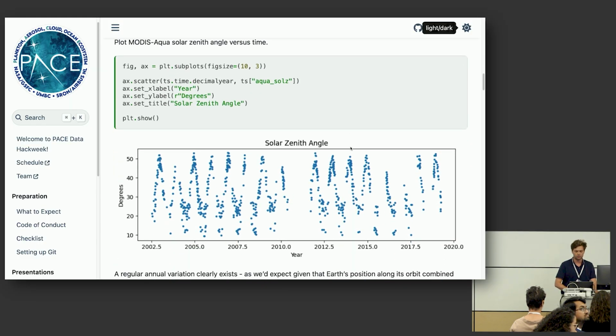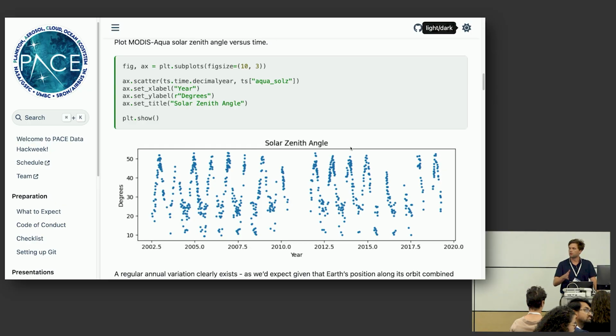given a question of, okay, is there an oscillation in our data? I think a good practice is to start with a related question, but one we already know the answer to. So here's a time series scatter plot of the solar zenith angle, something that we know oscillates with time.